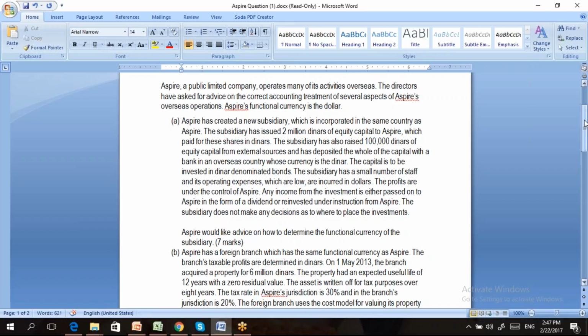The question, because Aspire is controlling all the decisions, it's not straightforward, although it looks like it is. Aspire's presentation and functional currency is dollars. Now the question doesn't ask about the presentation anyway. They're asking about how to determine the functional currency of the subsidiary.